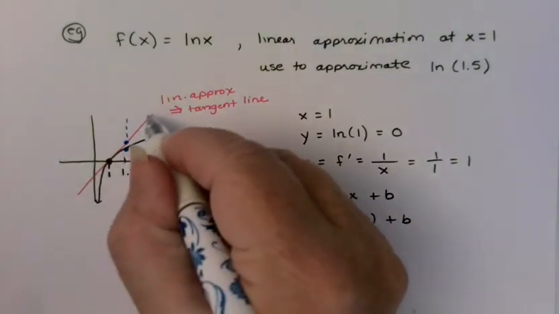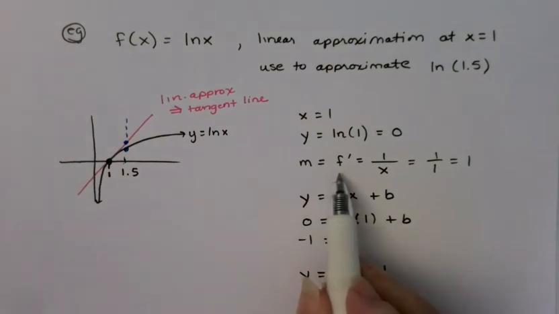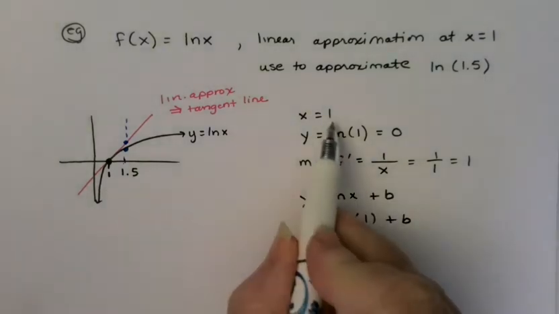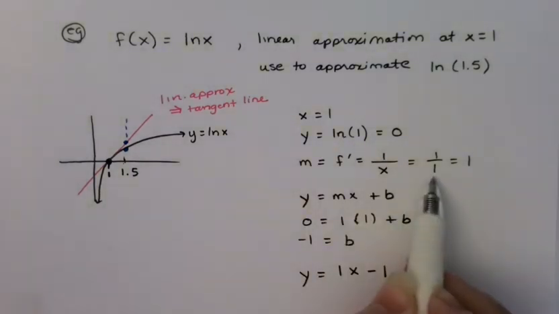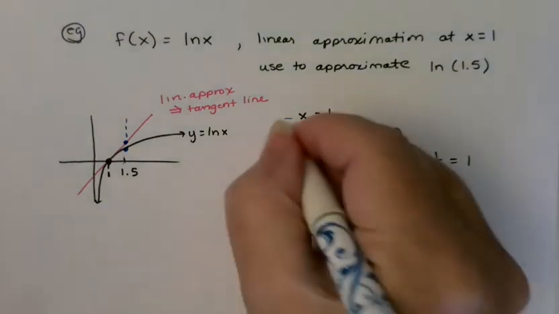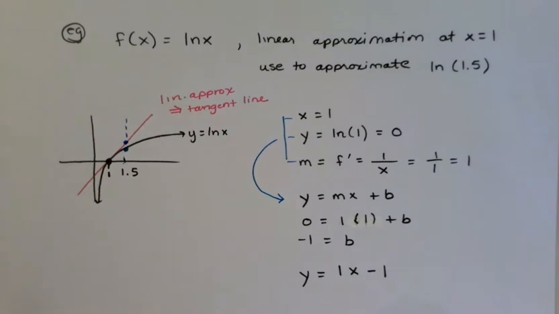To get the slope of the tangent line, we use the derivative. And f prime, the derivative of ln x, is 1 over x. When I plug in my x equals 1, that just gives me a slope of 1. So I've got an x, a y, and an m. I'm going to take all of that information and plug it into the equation of a line, y equals mx plus b.